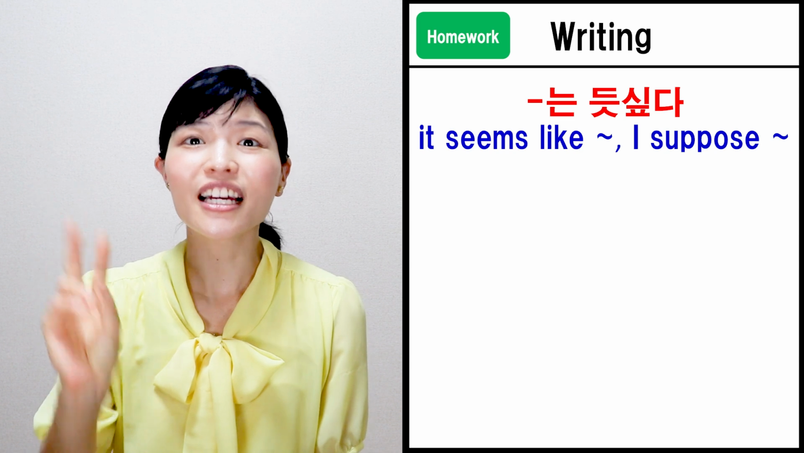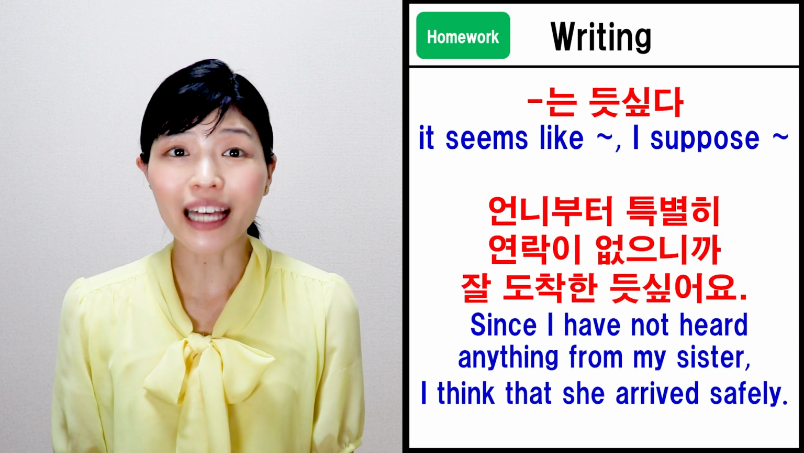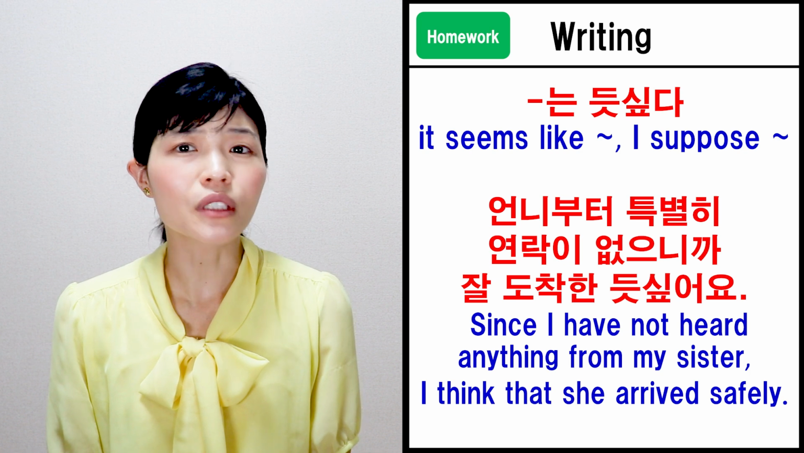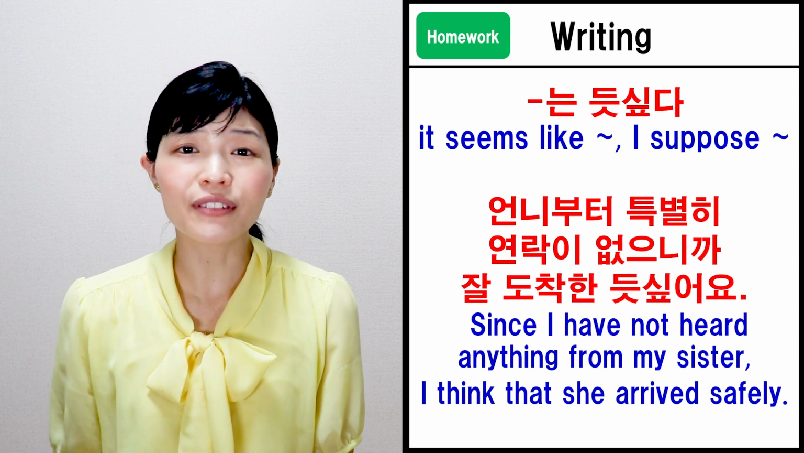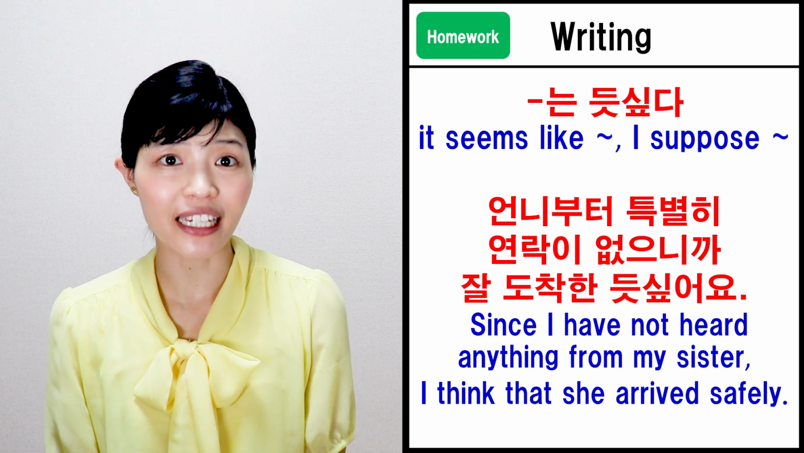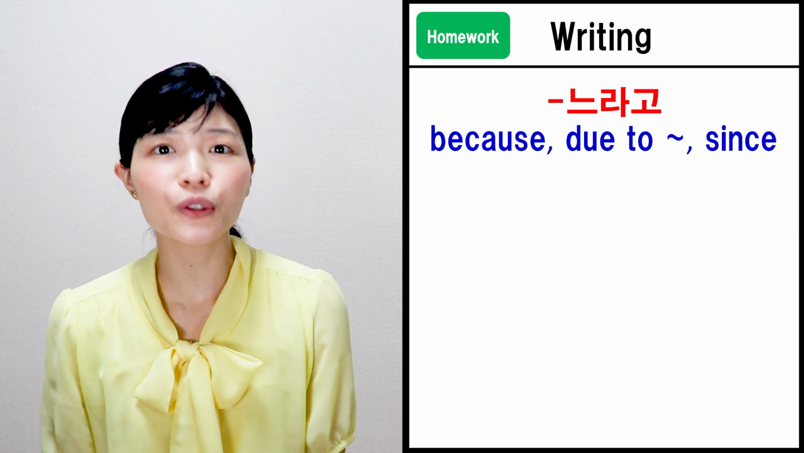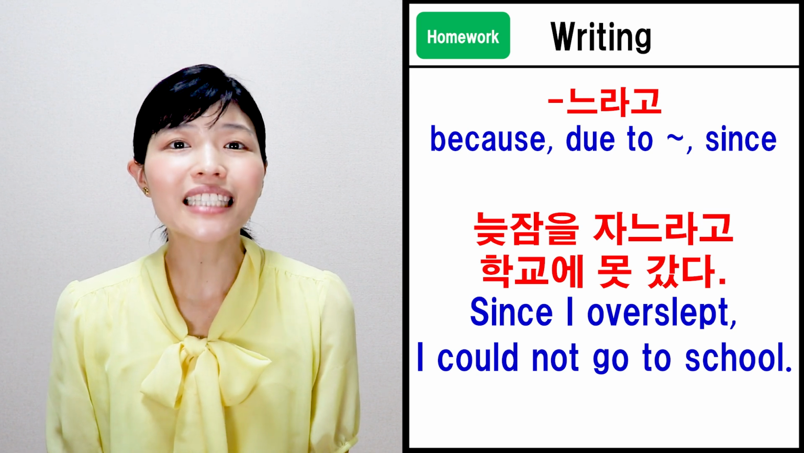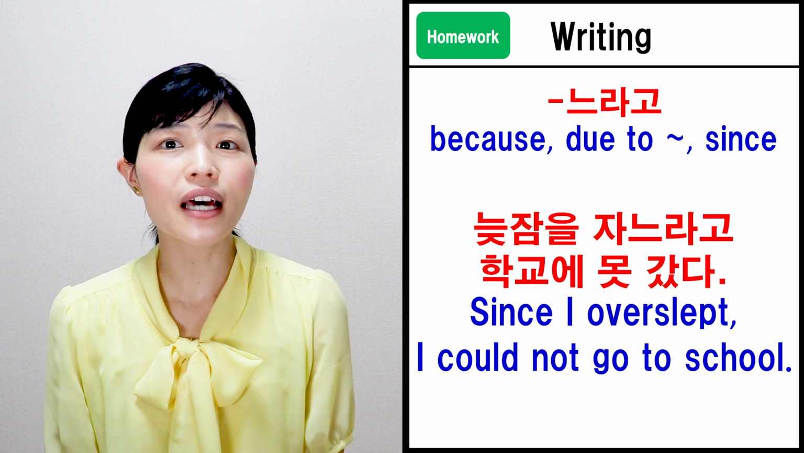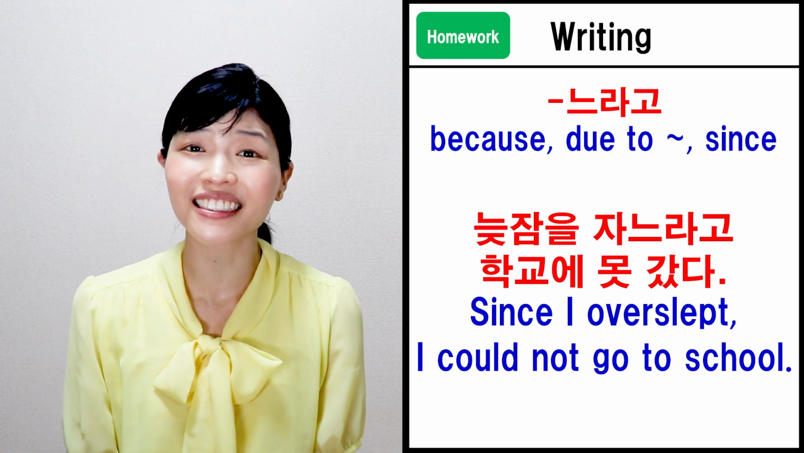For the second sentence, please use 는 듯 싶다. It seems like, I suppose. For example, 언니부터 특별히 연락이 없으니까 잘 도착한 듯 싶어요. Since I have not heard anything from my sister, I think that she arrived safely. For the third sentence, please use 느라고 because, due to, since. For example, 늦잠을 자느라고 학교에 못 갔다. Since I overslept, I could not go to school. Don't forget to talk about an unwanted result for the second clause.